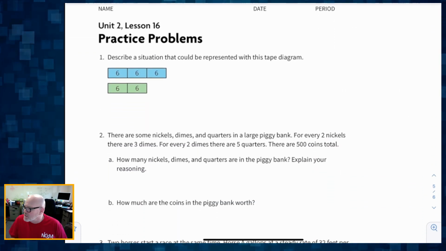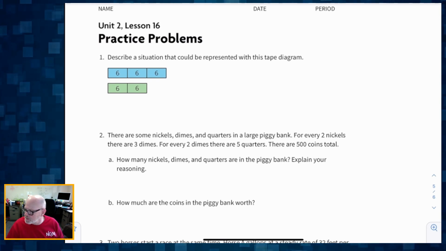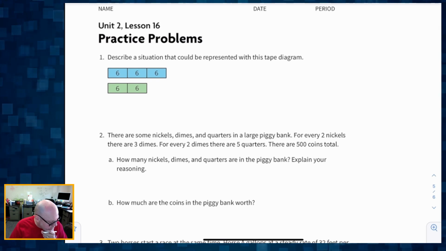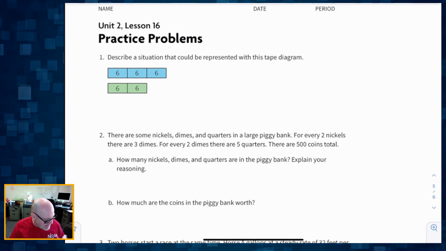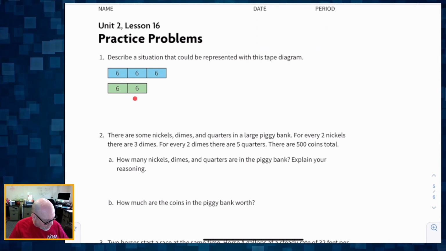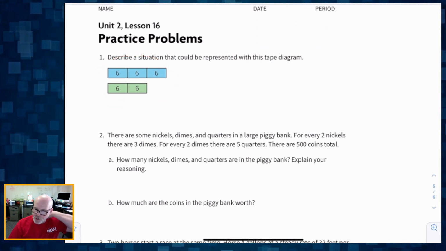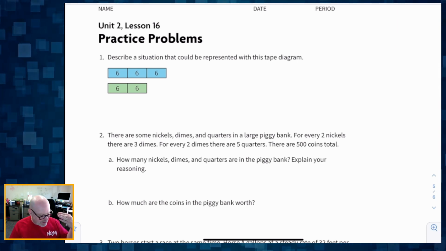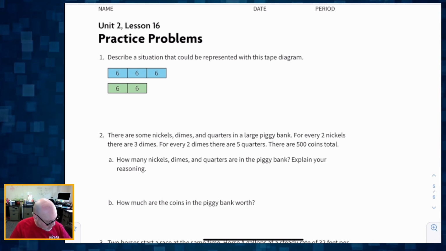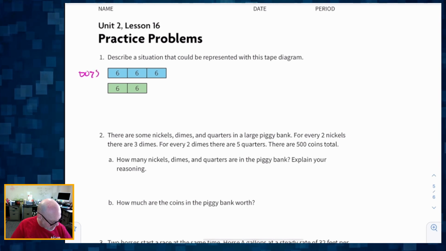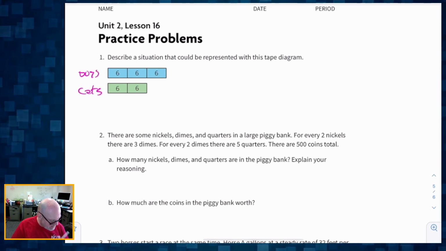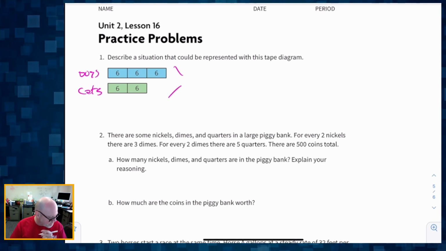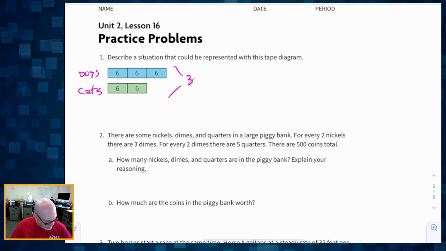So let's do our practice. Let's do a quick look at our practices. It's been about 12 minutes so far. Describe a situation that could be represented with this tape diagram. Well, this is another kind of creative problem. We've got a ratio of 3 to 2, or we could say 18 to 12. Let's say we have dogs and cats. And we have a total of, let's see, 1, 2, 3, 4, 5, 30 animals.